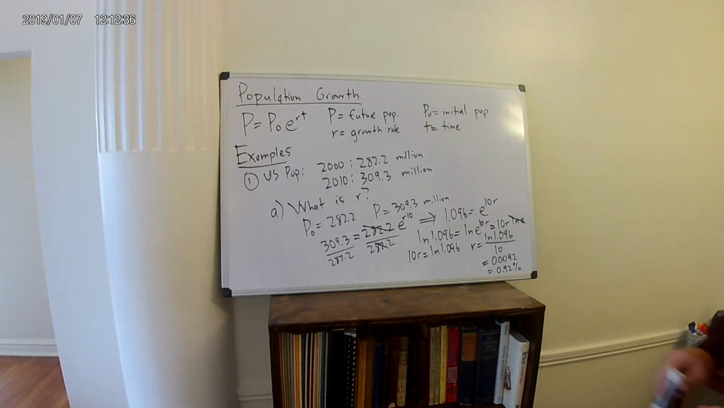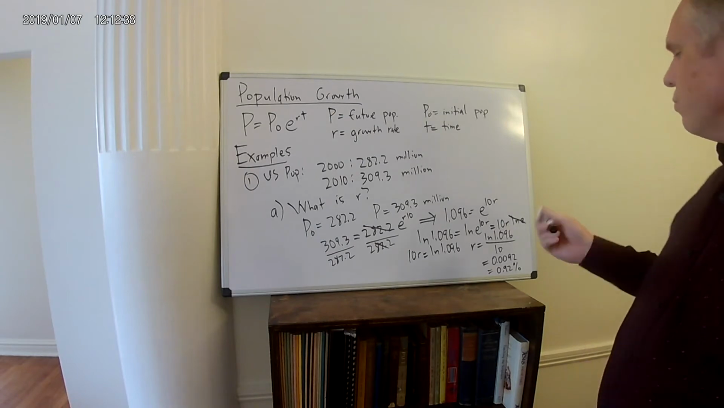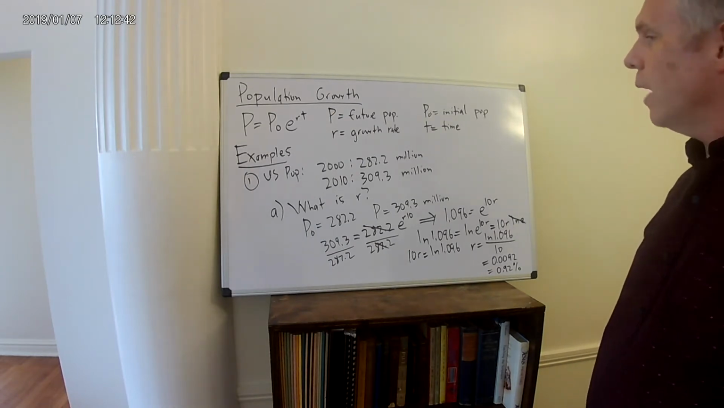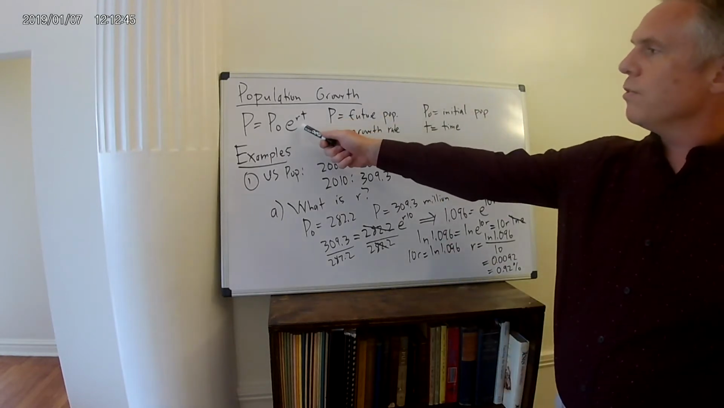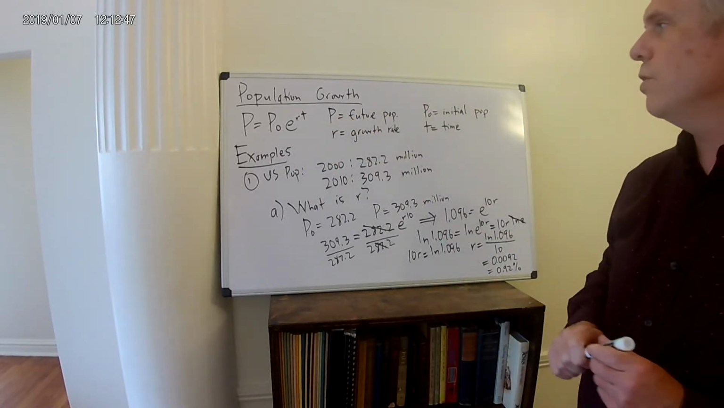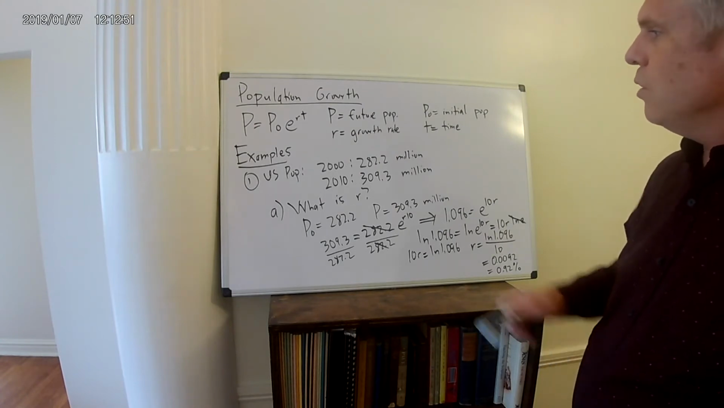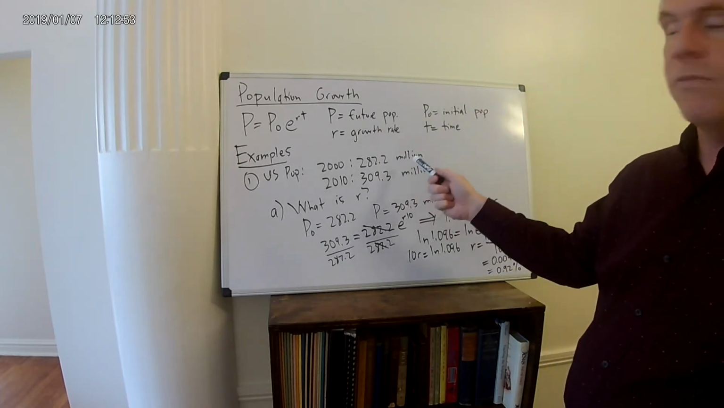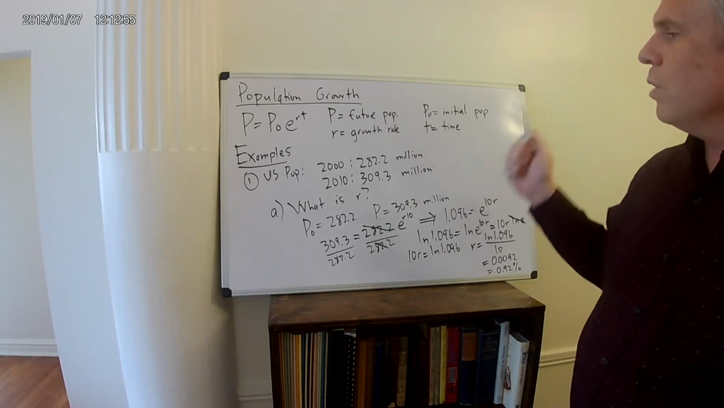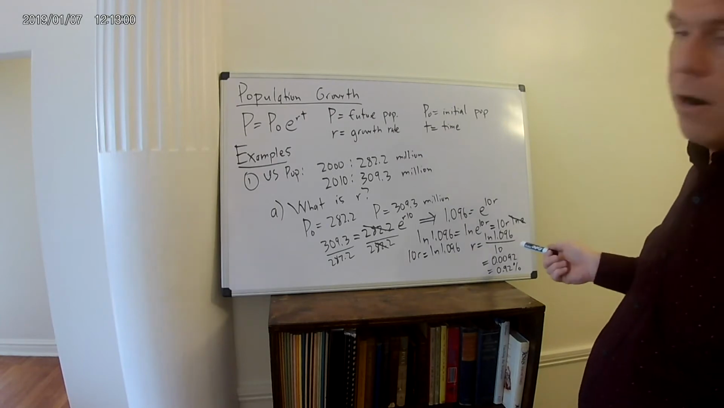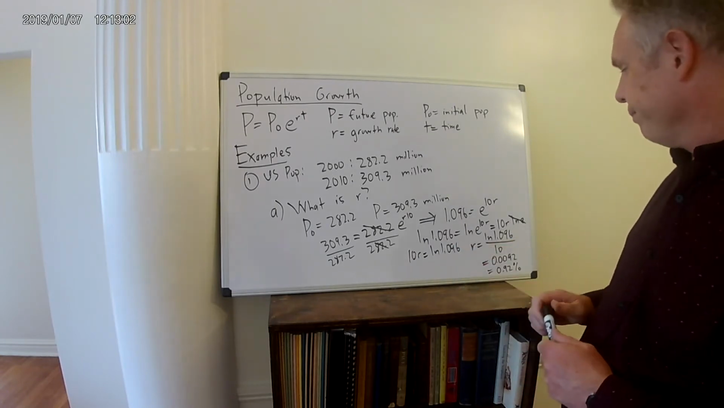What that's telling us is the U.S. population is growing by 0.92% per year. So we're applying this exponential growth equation to the population growth of the U.S. We're using census data we've taken for the United States, determining what the growth rate of the U.S. population is, and we've determined that r is 0.92%.